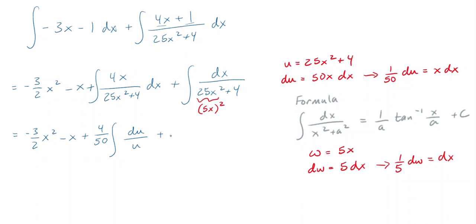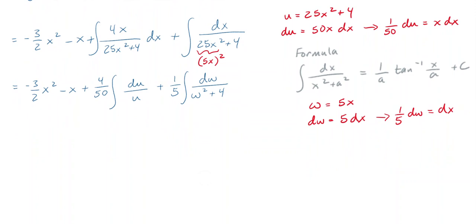Okay, so back over here, I'm going to have a 1/5 thrown out front, dw over w squared plus 4. And now that matches the formula perfectly for tangent inverse, and so that's what I'll do to integrate this. So rewriting again, I get negative 3/2 x squared minus x plus 4 over 50, and the integral of 1 over u is the natural log of the absolute value of u, plus 1/5.